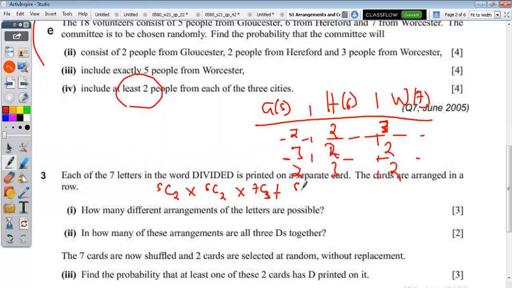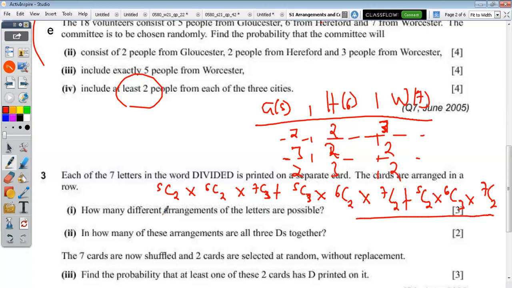From 5, we are choosing 3. Multiply by, from 6, we are choosing 2. Multiply by from 7, we are choosing what? 2. Follow? Plus the last one. From 5, we are choosing 2. Multiply by from 6, we are choosing 3. Multiply by from 7, we are choosing 2. All divided by 31824.